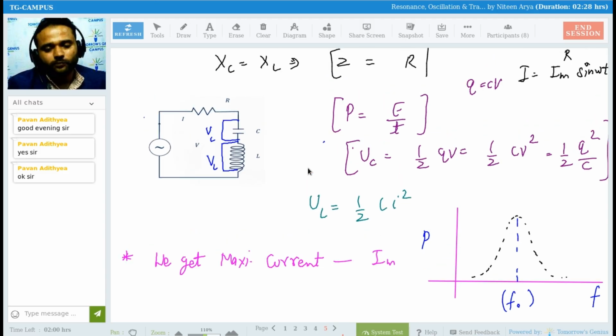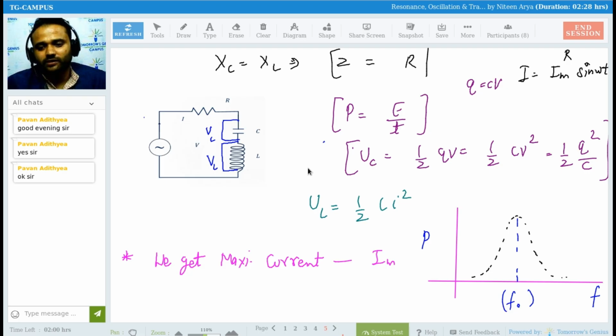Because power is going to be lost at particular components, at C and at L. And what is power? Energy upon time. So what is energy? For C, it is 1 by 2 QV, 1 by 2 CV square, 1 by 2 Q square by C, or half Li square. Clear enough? So that is the physical meaning, the physical significance.